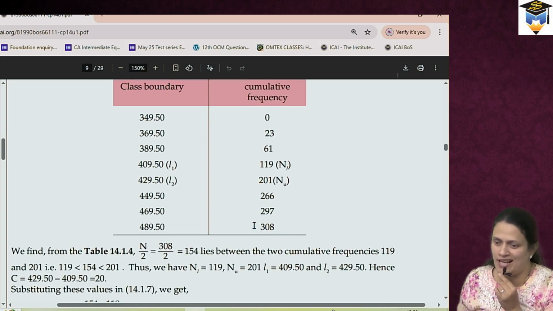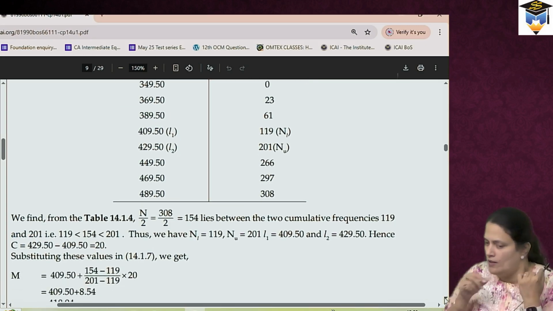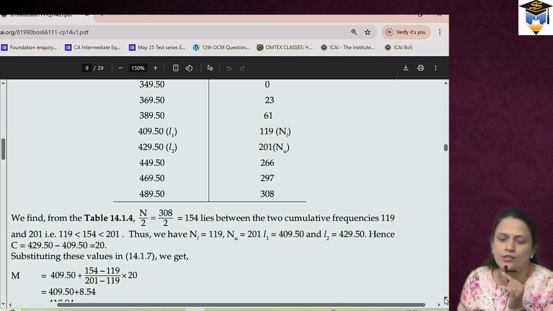It is the last row of the cumulative frequency column. So n by 2 is nothing but 308 upon 2, that is 154. This lies between two cumulative frequencies, 119 and 201. Why? Because 119 is our NL and 201 is our NU. Now C is calculated as L2 minus L1. So 429.5 minus 409.5 comes out to be 20. Have you understood this part?